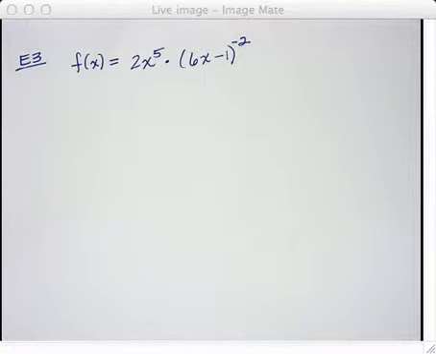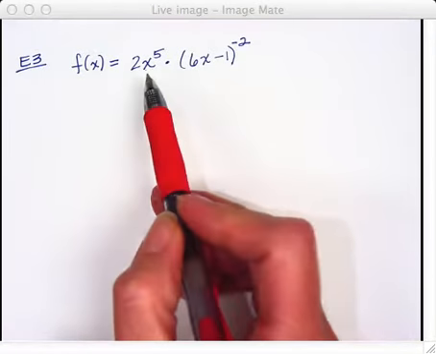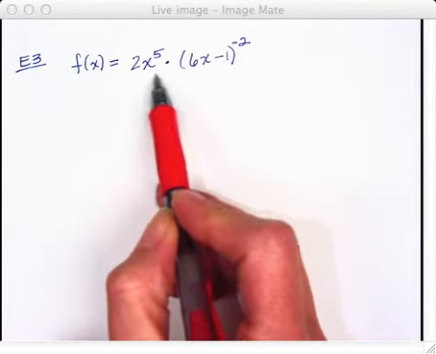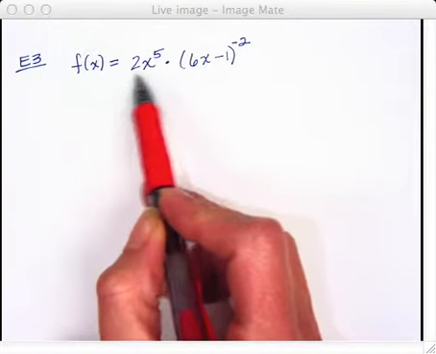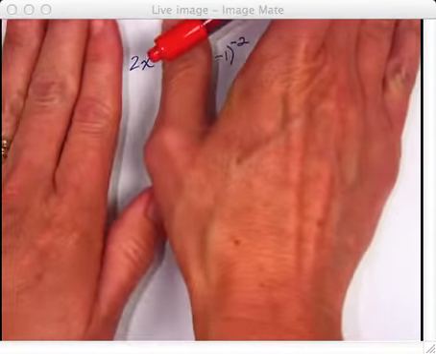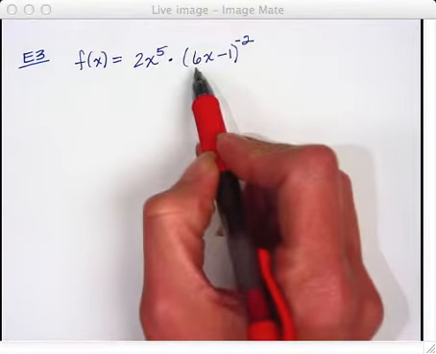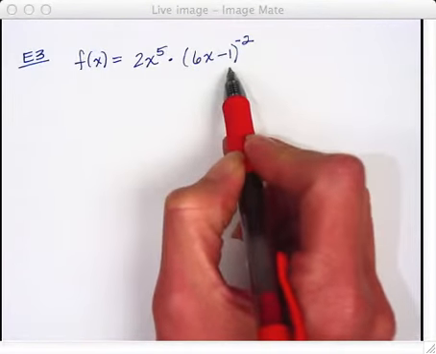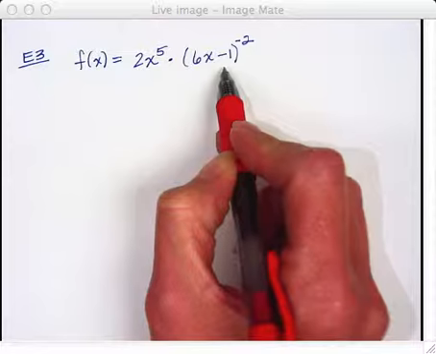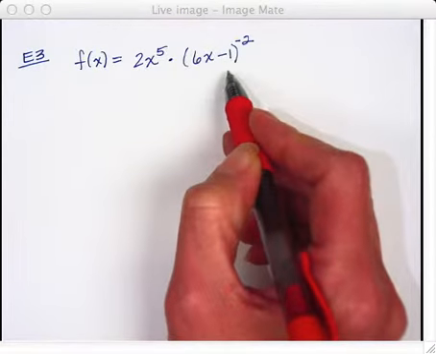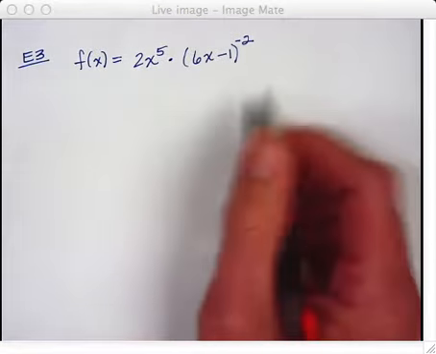All right, this is 3.6a, the chain rule, example number 3. Now this one's a little more complicated because here's a function, 2x to the fifth. It does not require the chain rule because it's just 2x to the fifth. There's only one function there. And I'm multiplying it times another function, and this function happens to be a composite function where I have to do the chain rule. So there's a couple things that I have to do.